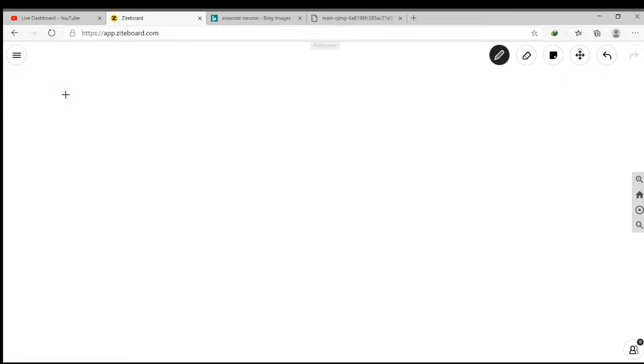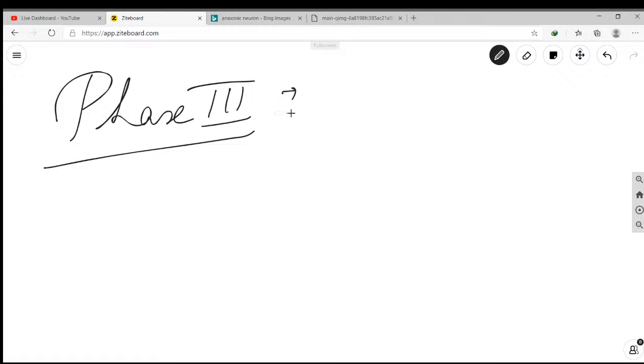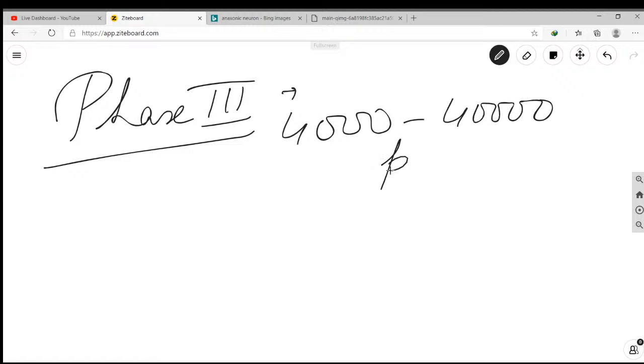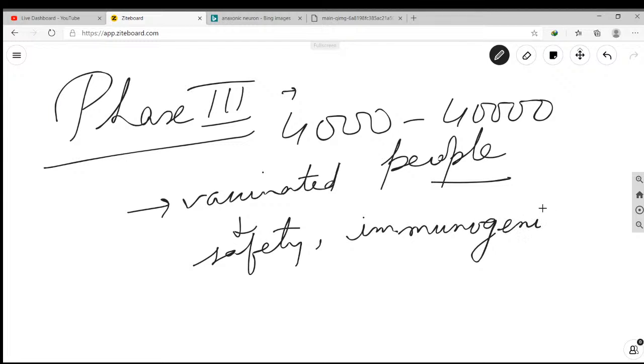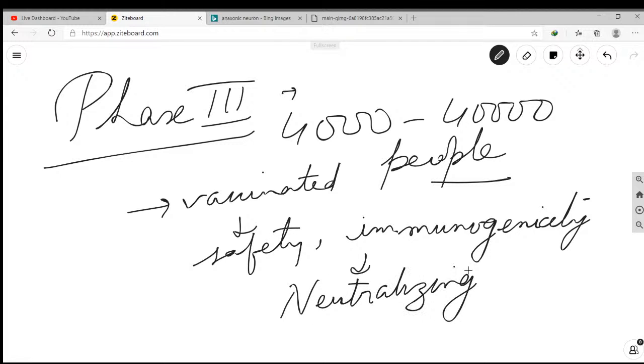Now phase 3 is the largest clinical trial and sometimes takes years to complete, because you are supposed to recruit 4,000 to 40,000 individuals who will be vaccinated. Then you check both safety and immunogenicity, meaning the formation of neutralizing antibody. You will check both.